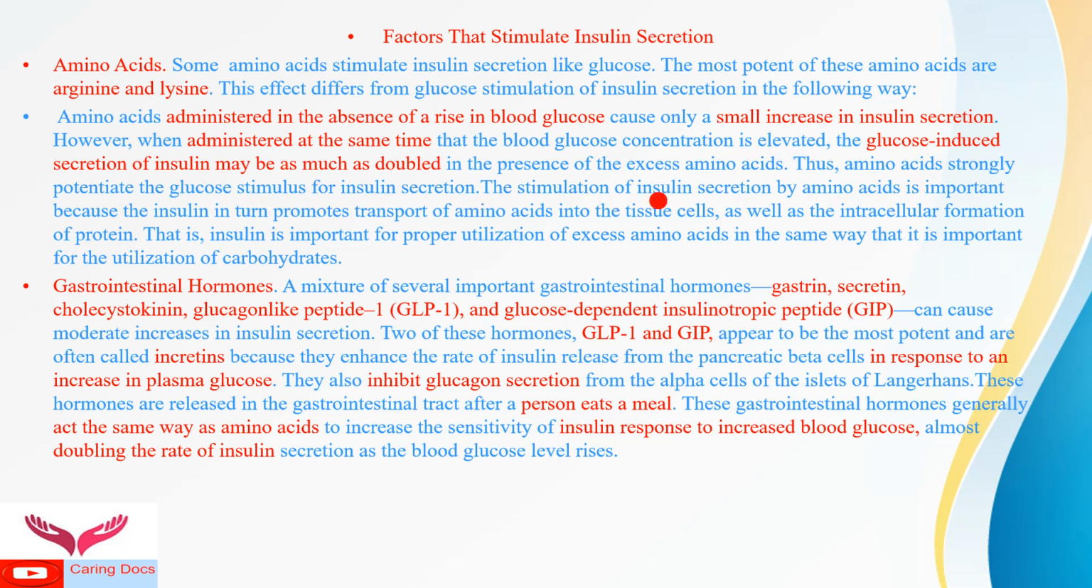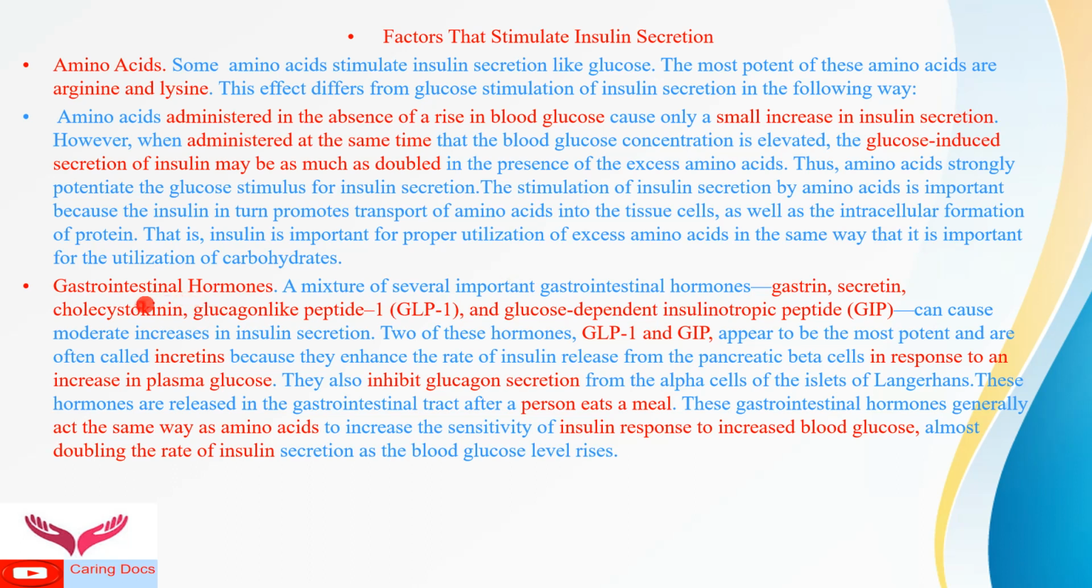This amino acid stimulation of insulin secretion is important because insulin in turn promotes the transport of amino acids into the tissues, as well as intracellular formation of proteins, that is, protein synthesis. That is, insulin is important for proper utilization of the excess amino acids in the same way as it is important for the utilization of carbohydrate.